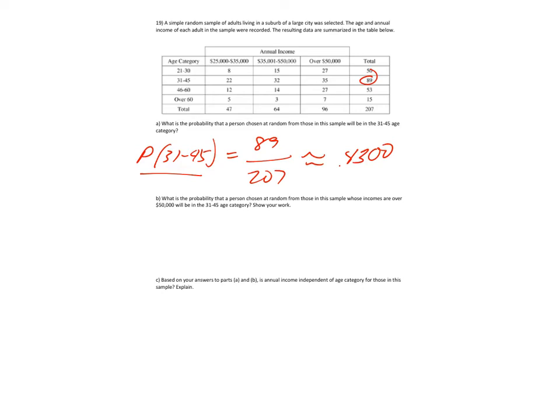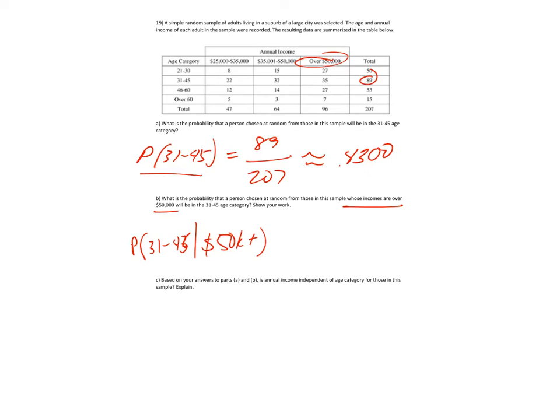Okay, part B here. What is the probability that a person chosen at random from the sample whose income is over 50,000 will be in this category? So now you're saying, what's the probability of 31 to 45 given that your income is 50K plus, which in this situation, that's the biggest income of them all. So it's basically that you're in the second youngest group, but you're already making over 50K in this suburb.